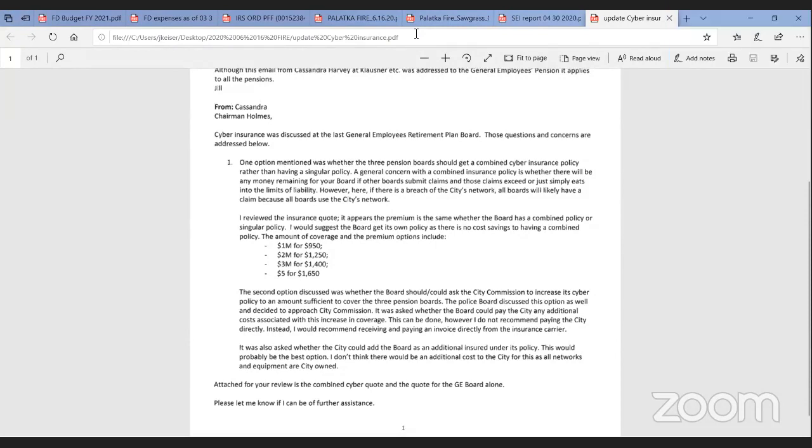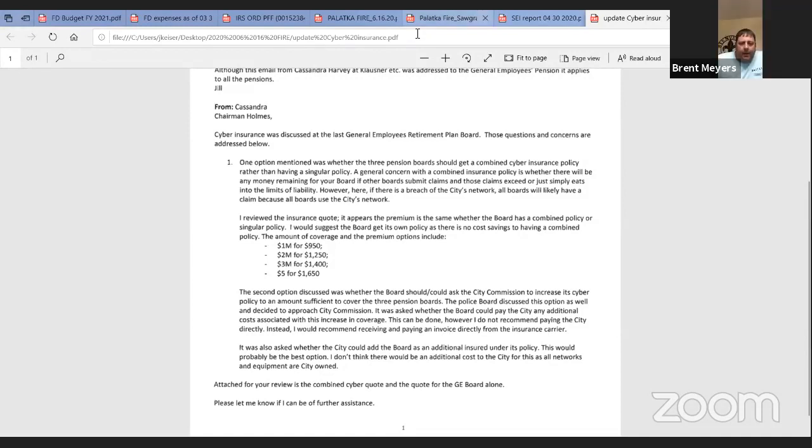With that information, I think the $1 million, if the city would increase its policy by $1 million to cover the pension boards, I think that would be sufficient to cover the boards, because as you mentioned, the money is held by the bank, the third party, which has its own cyber insurance policy. So the $1 million by the city would be a good number.